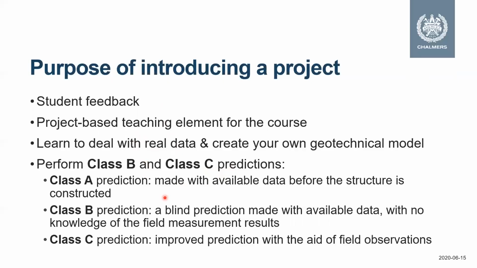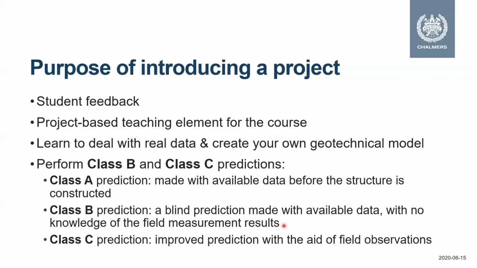And we decided to do that by having Class B and Class C predictions. What I mean by Class B predictions is predictions that the students make with available soil data, but no knowledge of the field measurement results. And we also wanted to introduce an element of Class C predictions, because once the students have done their predictions, we wanted to demonstrate to them that there is not just one correct solution.